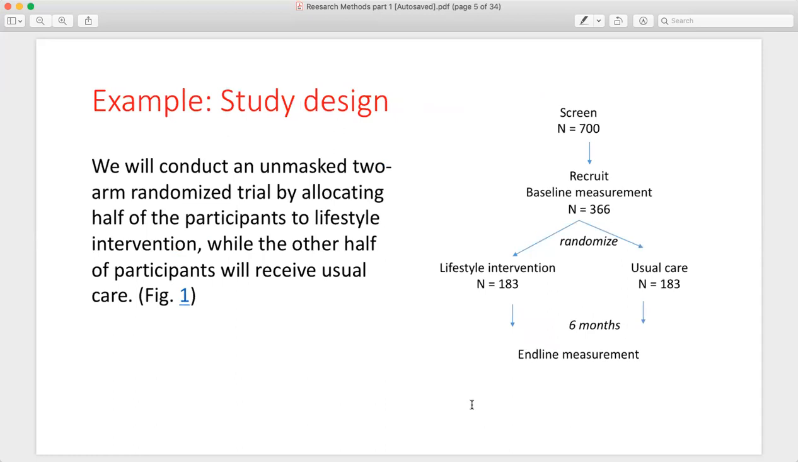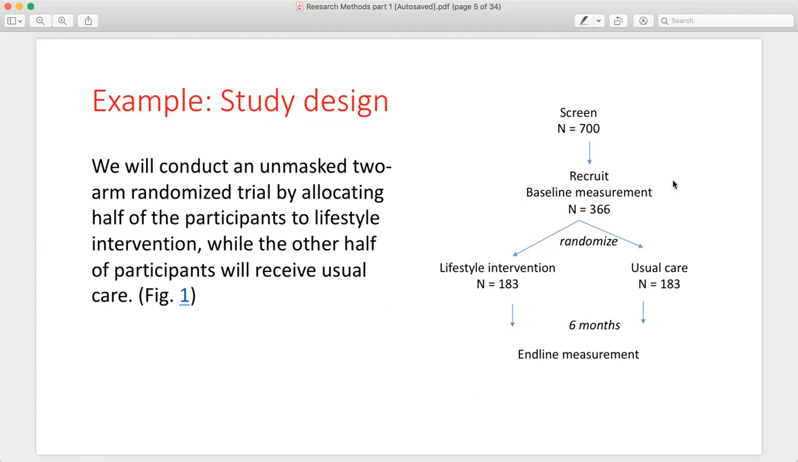So as I said earlier, I'll be focusing on what we should be reporting or writing in the proposal in the research methods section, and within the section, each subheading's details. So for example, for the study design, we wrote that we will conduct an unmasked 2-arm randomized trial by allocating half of the participants to lifestyle intervention, while the other half of the participants will receive usual care, and figure 1.